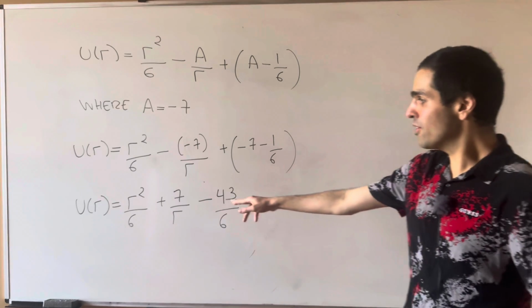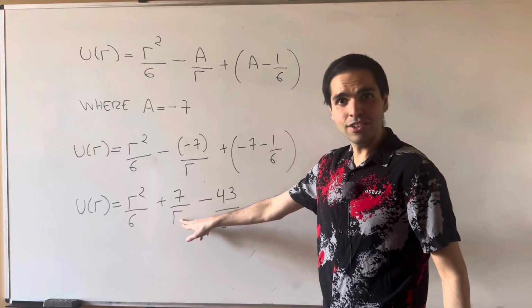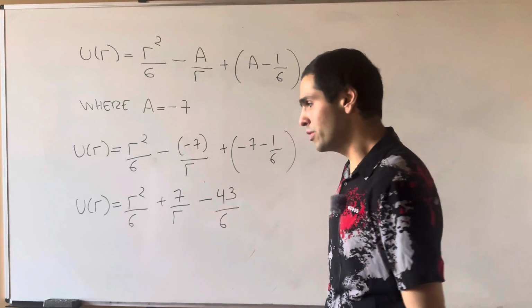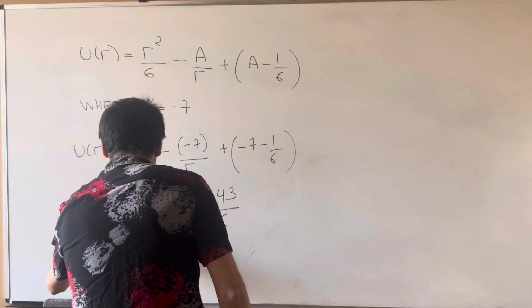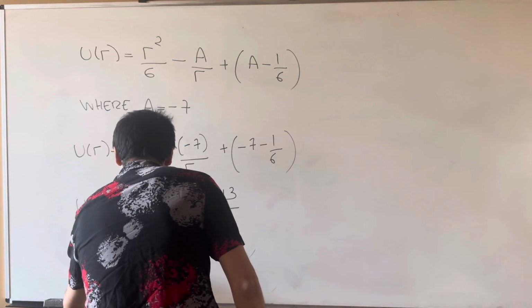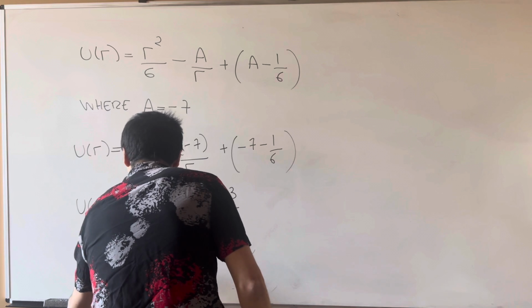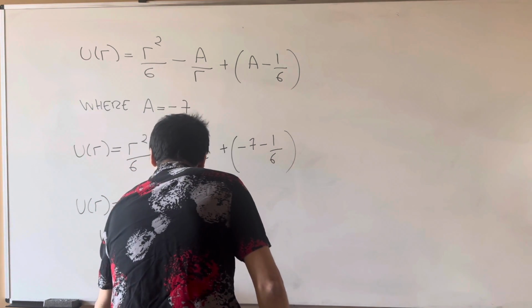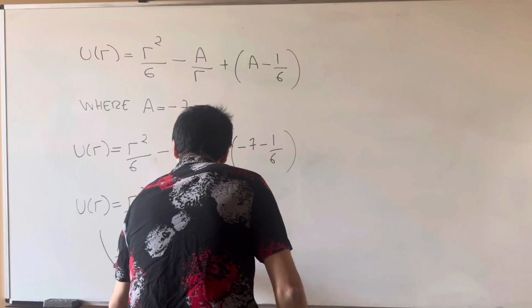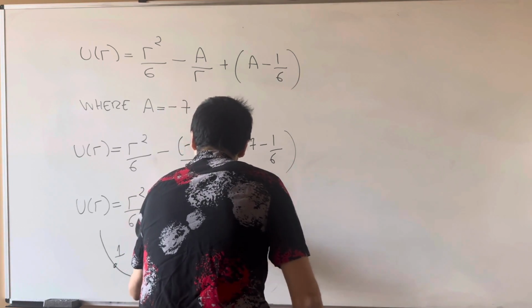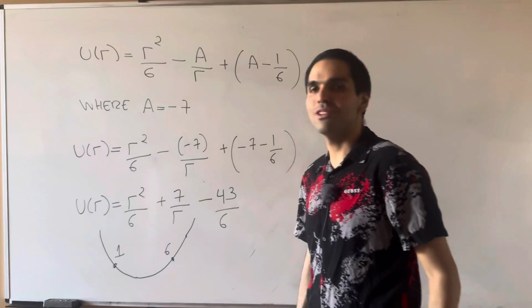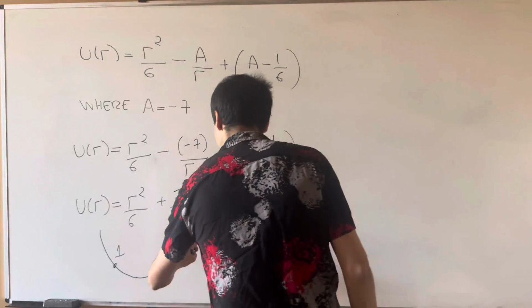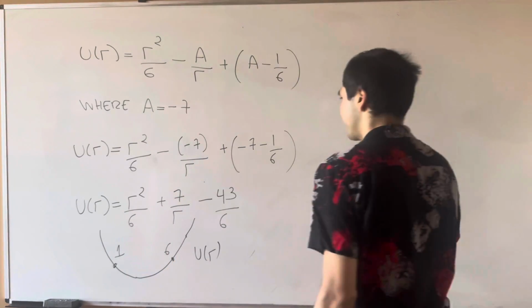Which is kind of a cool function. It's a function that blows up at r equals 0 plus, and it goes down, I believe, and has value 0 at 1, and then probably increases to have value 0 at 6, and then it blows up because of this r squared. So that's kind of a cool function.